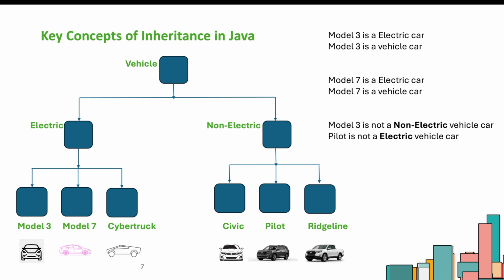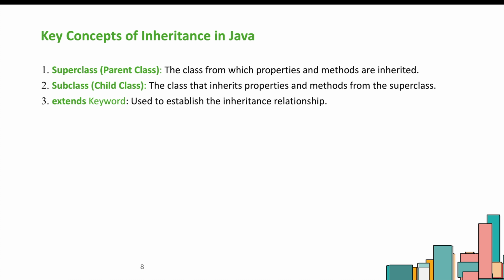So there are three things in inheritance: superclass, subclass, and extends, which is actually a keyword. Superclass is nothing but a parent class, and subclass is nothing but a child class. A class always extends a superclass by using the extends keyword in Java.